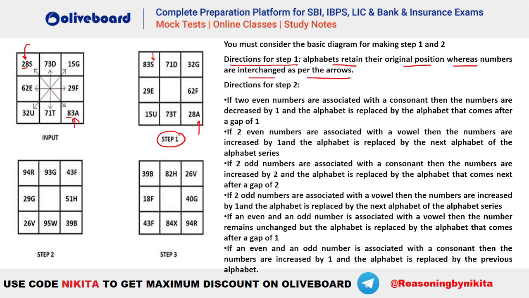So nothing else has been done here. It's just that the alphabets will remain in their original boxes. They are not going to change, but the numbers will be swapped with respect to the arrows shown in here. So 28 and 83 have changed here. Similarly, 71 and 73 have made the change. Similarly, 15 and 32 have made the change and 29 and 62 also have made the change here, right? So the change has been with respect to the digits only, with the numbers only. The alphabets have retained their original position. So that is how we arrive at step number 1.